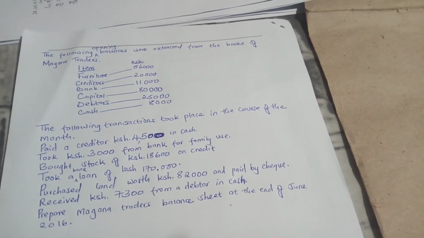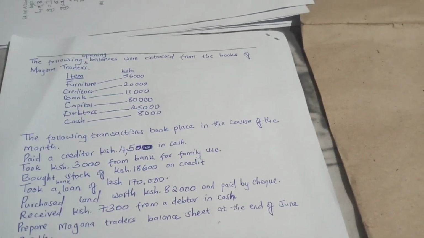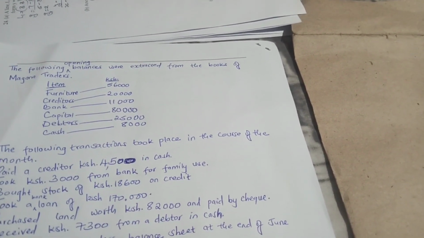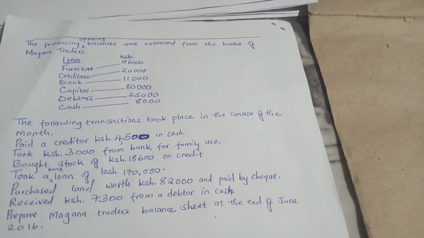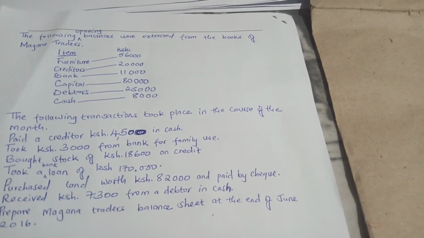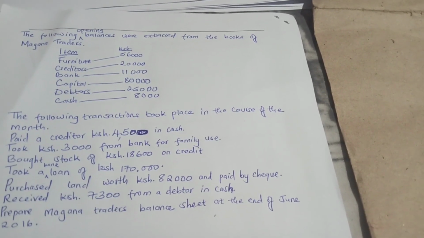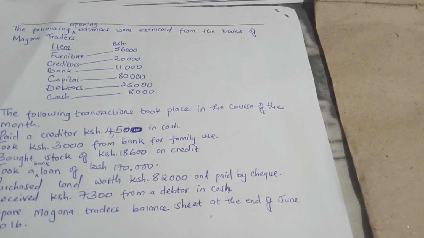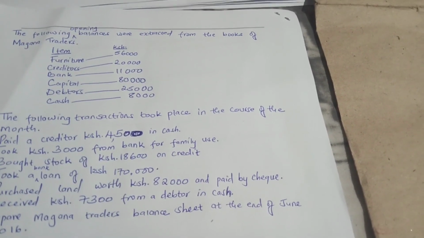Hello learners, welcome back. Today we are going to discuss the question on the effects of business transactions. So the question reads, the following opening balances were extracted from the books of Magana traders.